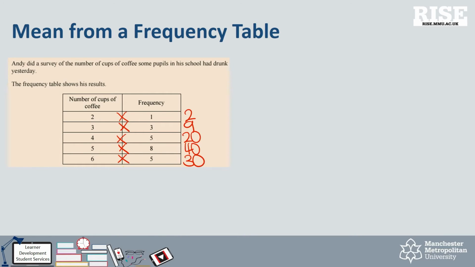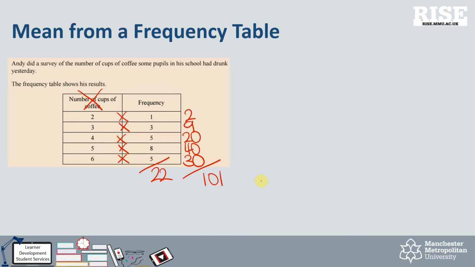Now I need to add two of my columns. I add the answers that I've just multiplied and add the total frequency. You never add the first column of what it's measuring. This gives me a total of 101 cups of coffee that were drunk amongst 22 pupils.